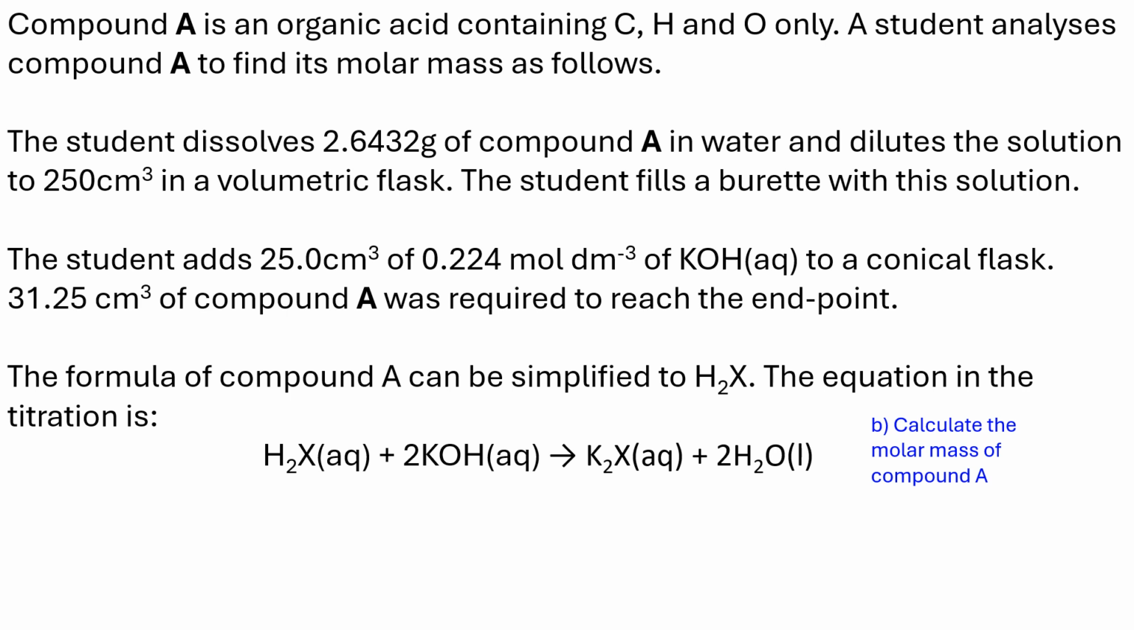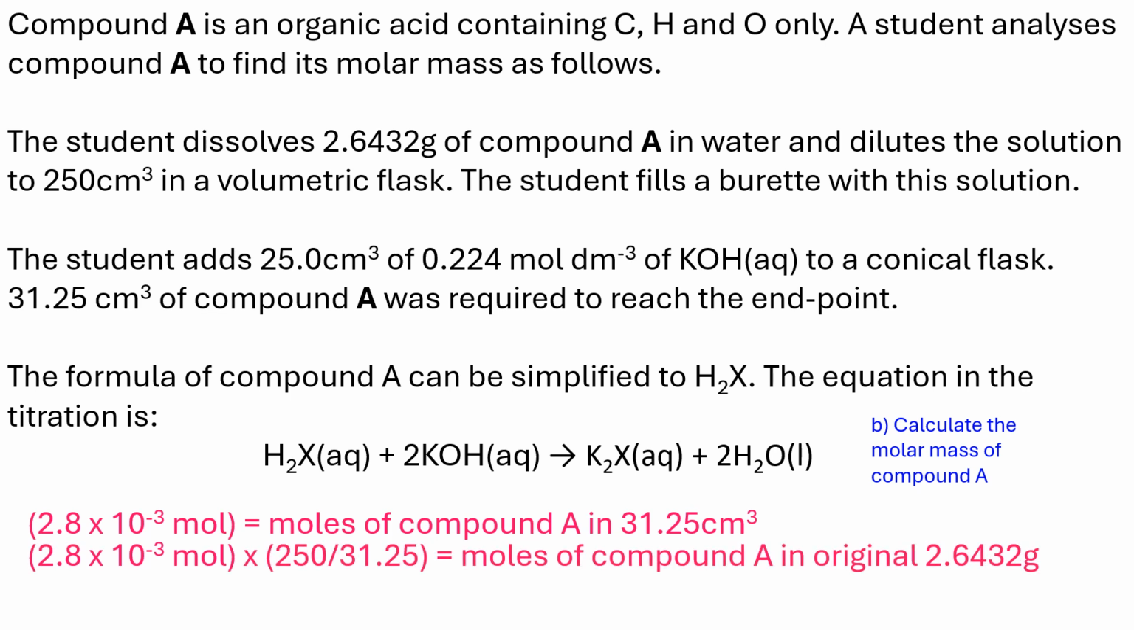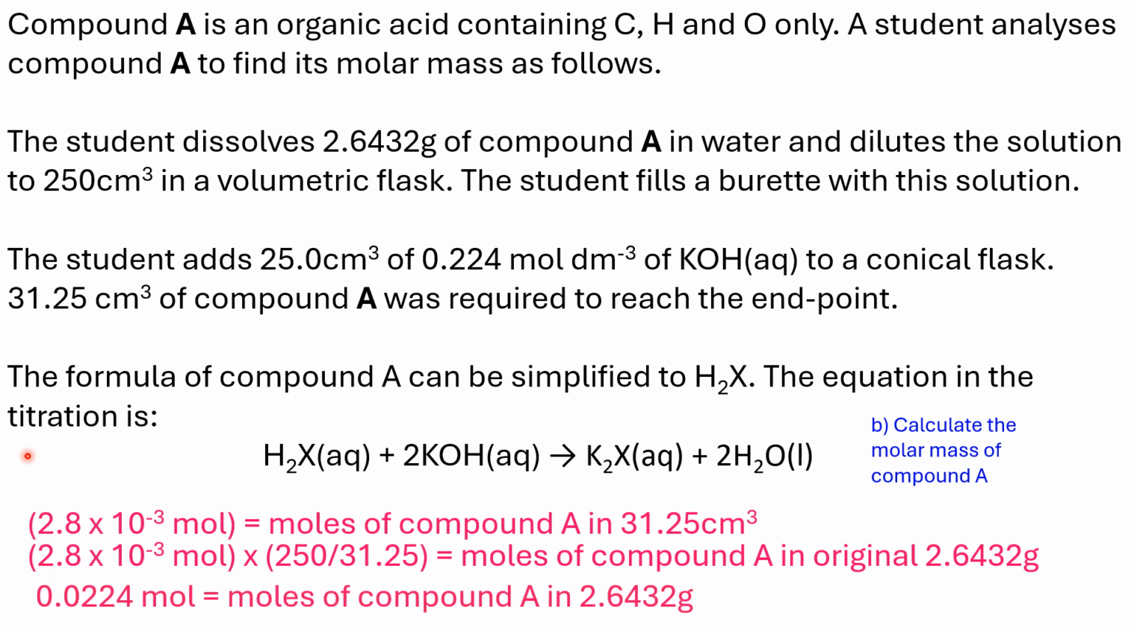Part B wants me to calculate the molar mass of compound A. So I know that 2.8 times 10 to the minus 3 moles is the moles of compound A in my 31.25 centimeters cubed. I need to scale this back up, because I need to be able to use this value, 2.6432 grams, because of the connection between moles, mass and molar mass. So my scaling factor is 250 over 31.25, because that tells me how much to multiply it up by.